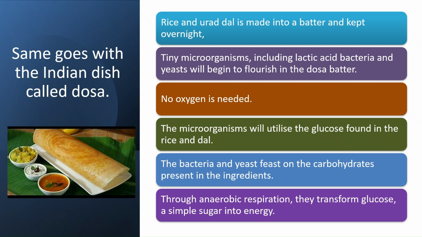Tiny microorganisms, including lactic acid bacteria and yeasts, will begin to flourish in the dosa batter. No oxygen is needed. The microorganisms will utilize the glucose found in the rice and dal. The bacteria and yeast feast on the carbohydrates present in the ingredients. Through anaerobic respiration, they transform glucose, a simpler sugar, into energy.